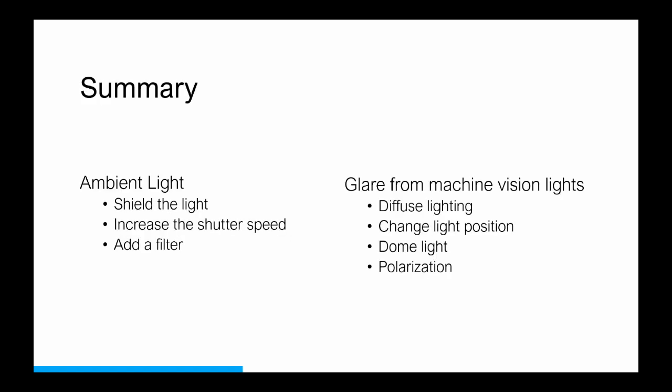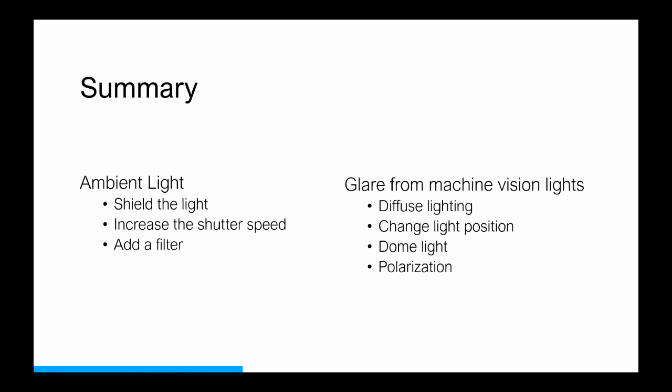So in summary, we have ambient light, glare caused by our environment. The best way to get rid of it is to shield the light. Otherwise, you can increase the shutter speed and decrease the exposure time, so we're overpowering the ambient light with our machine vision light. And then last but not least, add a filter, which, if you do that step alone, will help but not work 100%. If you do it in parallel with increasing the shutter speed, then it'll have a much more effective result.